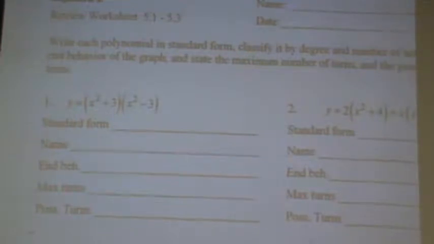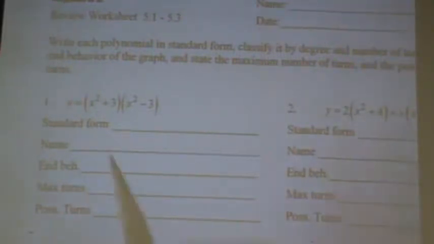Tomorrow's your partner test, and these are the types of questions that are going to be on the test. So, question number 1. You've got to read the directions. It says, write each polynomial in standard form. And then I want you to classify it by its degree and the number of terms, and determine the end behavior, the left and the right. And state the maximum number of terms and the possible number of terms.